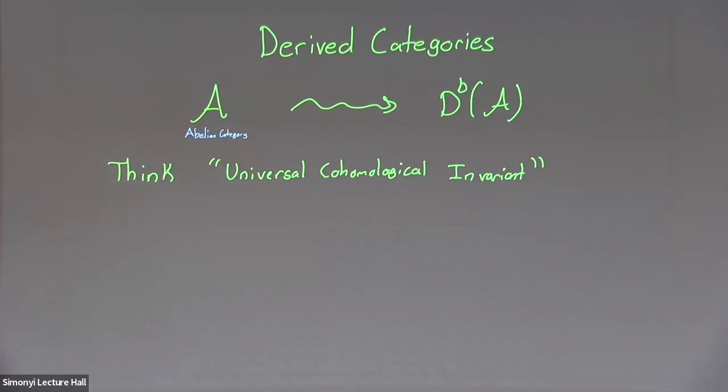So this is a category where you can say the word exact sequence very nicely. And this is a category which one should think of as, in some sense, a universal cohomological invariant. It has this nice universality property definition, but I'm not going to go into the details of it.